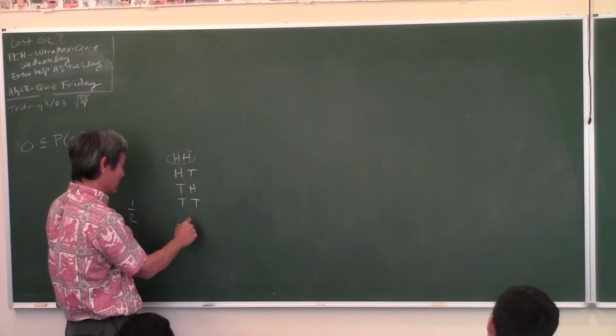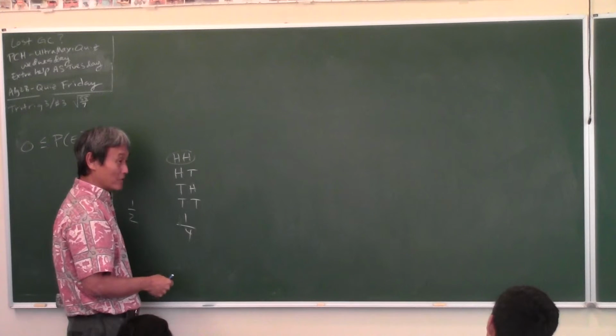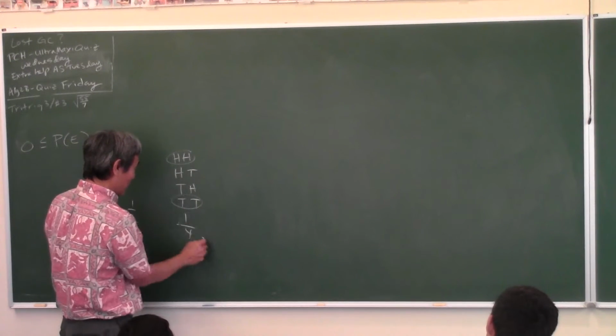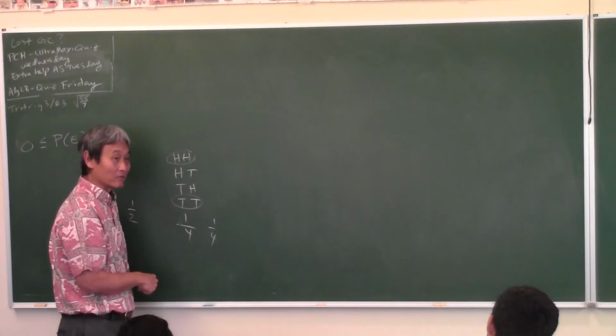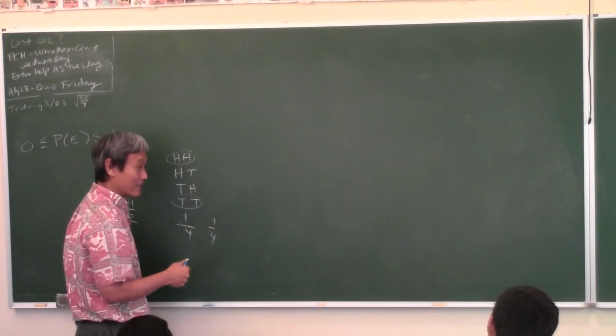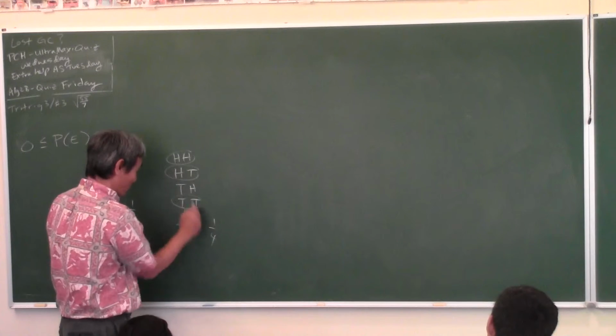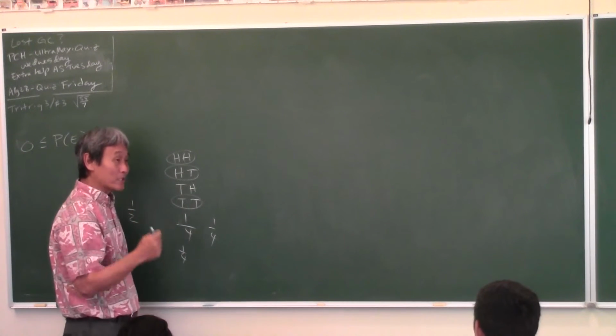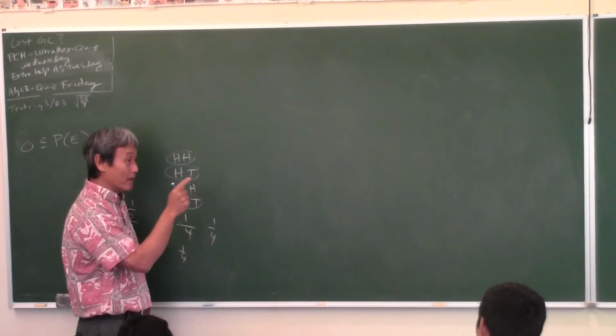You just have to look. Okay, what's the probability of tossing two tails? 1 out of 4. You just have to count. What's the probability of tossing a head on the first and then a tail on the second? Right there, 1 out of 4. What's the probability of tossing one of each kind?